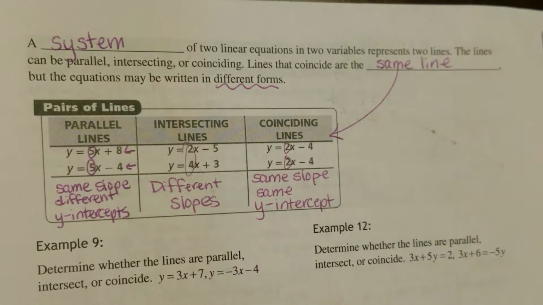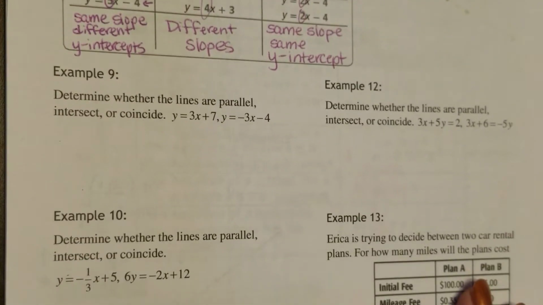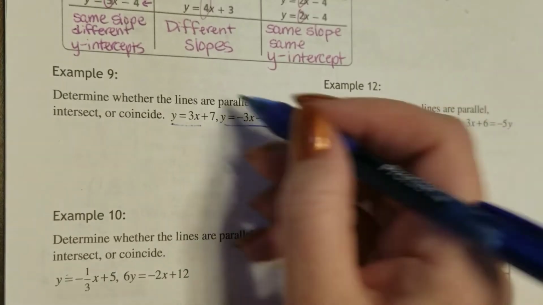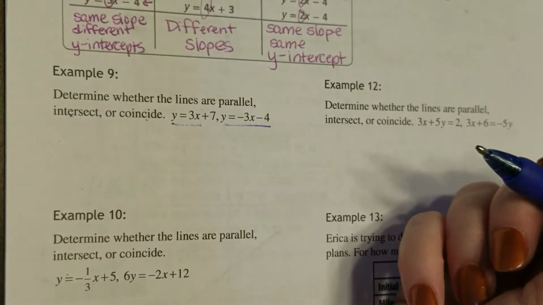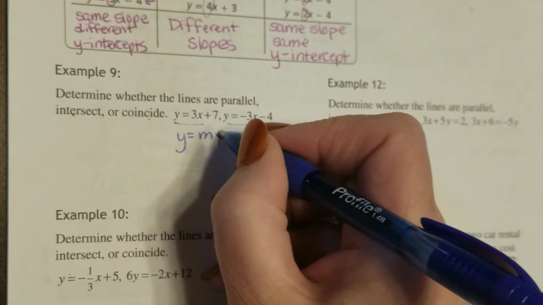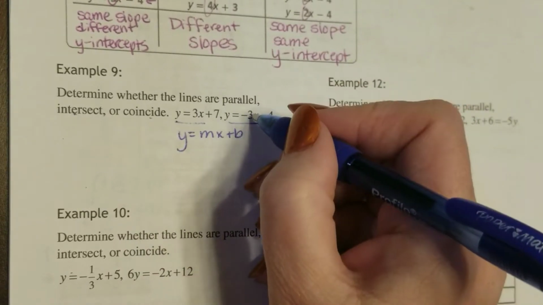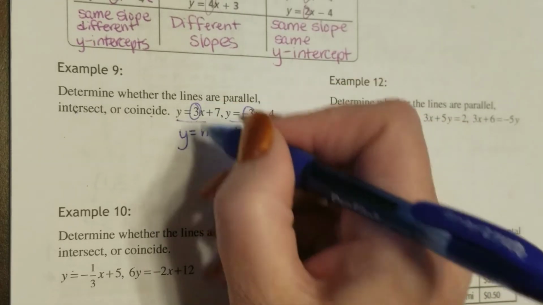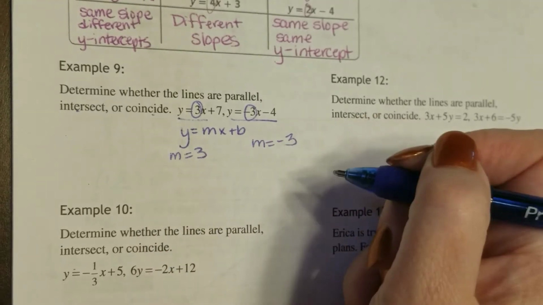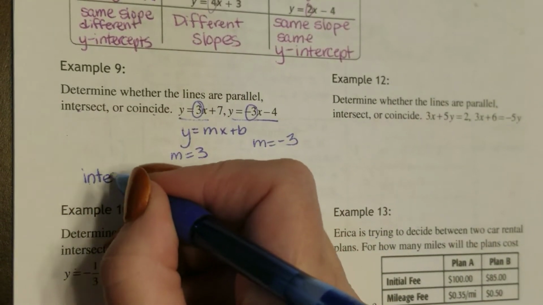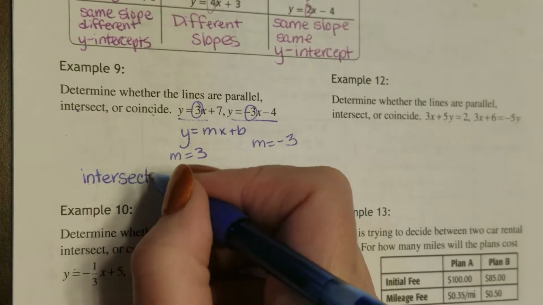So let's determine which of these we have. So let's look at number 9. We want to know if this line and this line are parallel, intersect, or coincide. Nice thing about this one is they gave them both to us in y equals mx plus b form. So this slope is m equals -3, and this slope is m equals 3. Since they're not the same, I know they're going to be intersecting. I don't even have to look at the rest of it. These are intersecting lines.